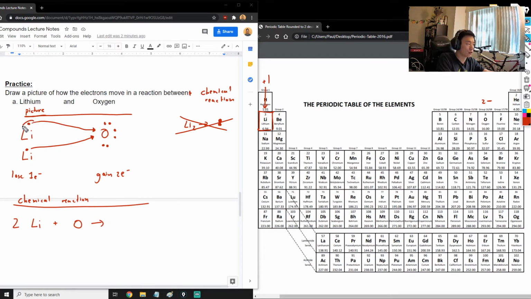So all three of these need to combine. So if we're going to write a molecule where all three are combined, we would have to write Li2O.